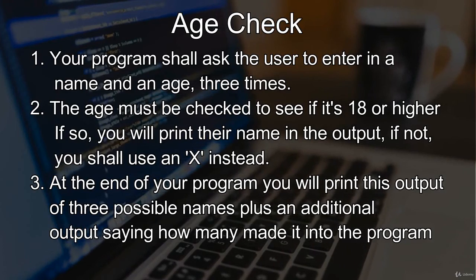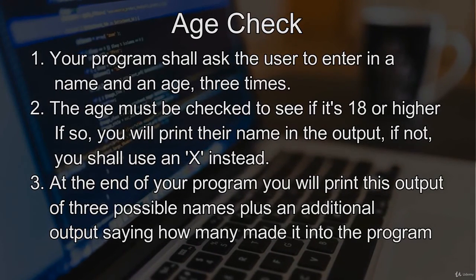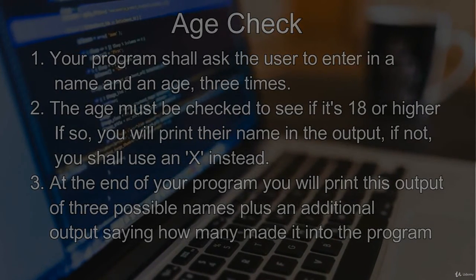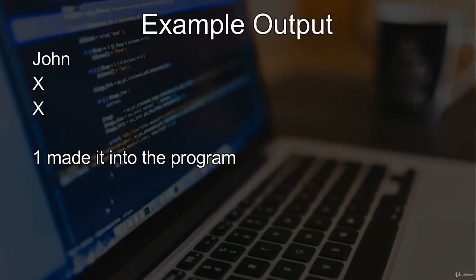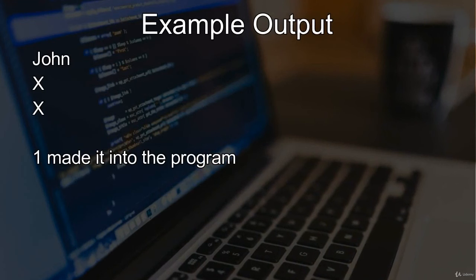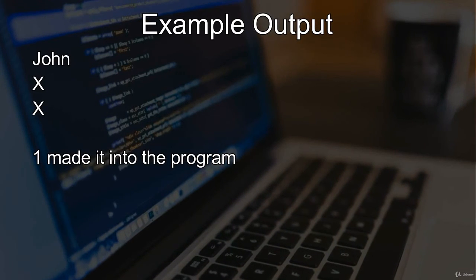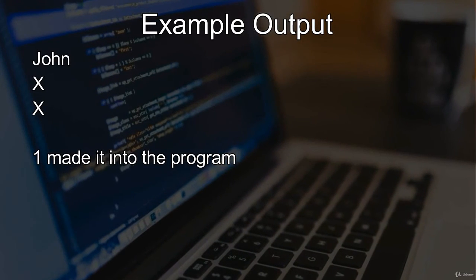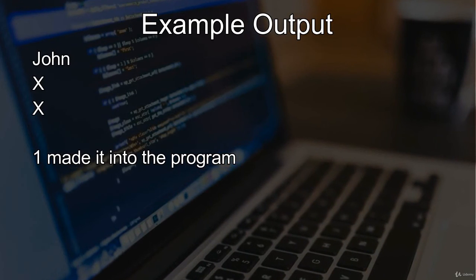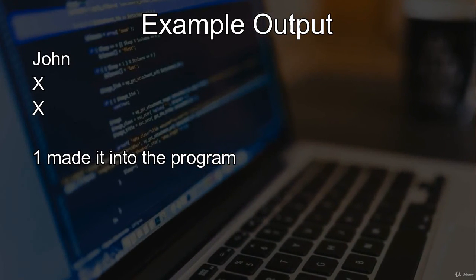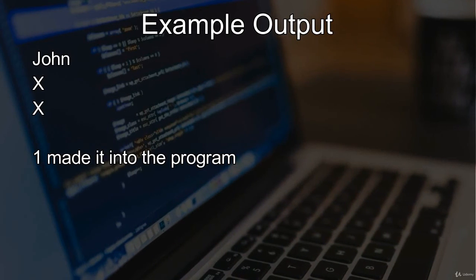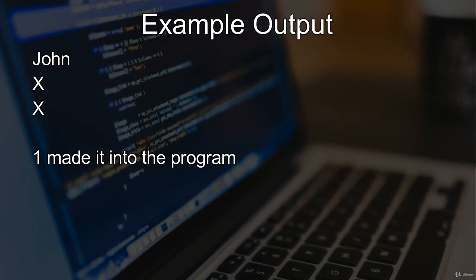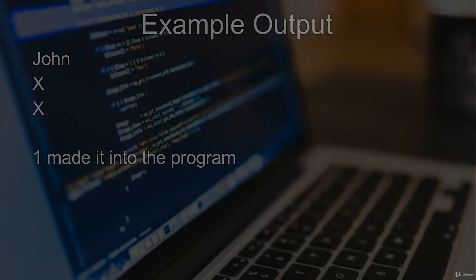At the end of the program, you should tell the user how many passed the age check by having an age of 18 or higher. This should be done in a simple output saying the number of how many are higher and a text saying made it into the program. Here is an example of an output. John, below it is an X, below that is an X, and finally it ends off with text saying 1 made it into the program.